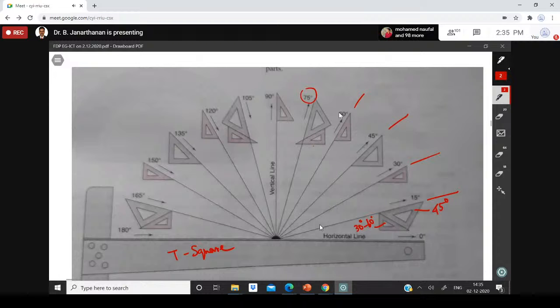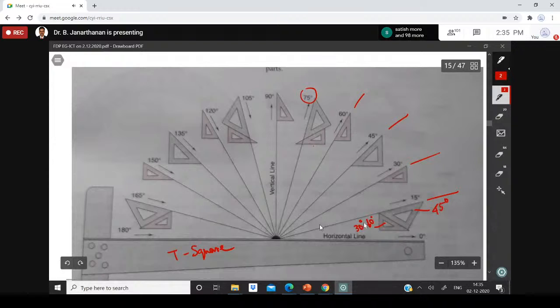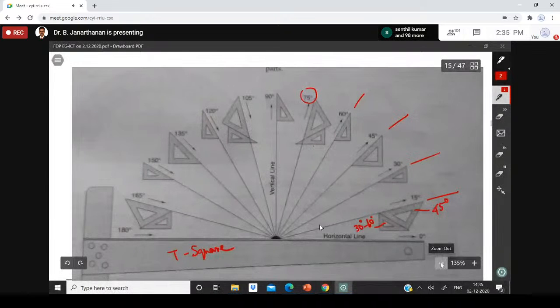So I put this slide because when I ask the students, many of them are not able to make angles with the set square. So that is the reason I have given this. So you can also tell the students to make use of these set squares when they are not able to use the mini drafter for some reason. They can even use set squares for making angles.